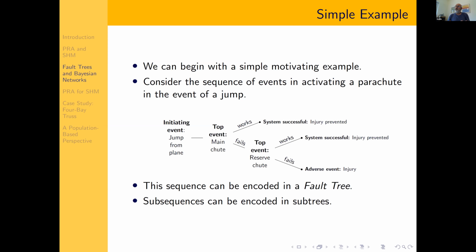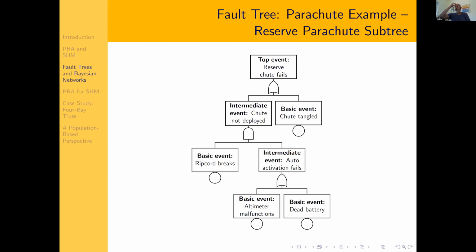From the point of view of a logical structure, we can code this in terms of AND gates and OR gates, and they can be incorporated in a fault tree. Subsequences can go into subtrees. So, for example, we might have a whole series of events that lead to the reserve parachute failing. Okay, so basic events here are that the altimeter malfunctions. Okay, so it doesn't open until you hit the ground, or you've got a dead battery, so it doesn't automatically open.